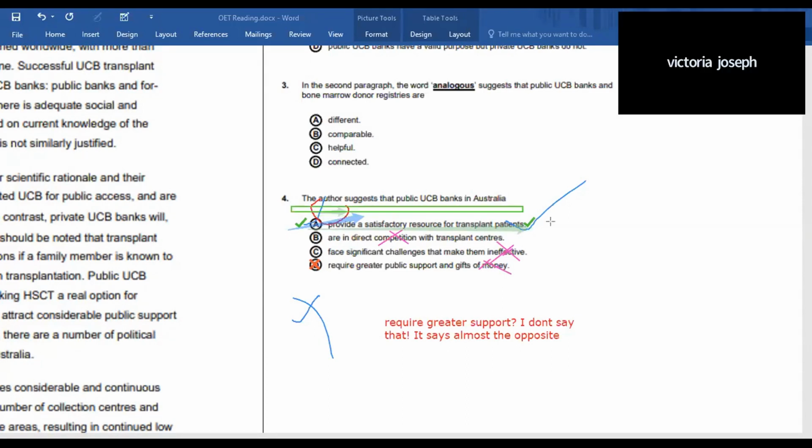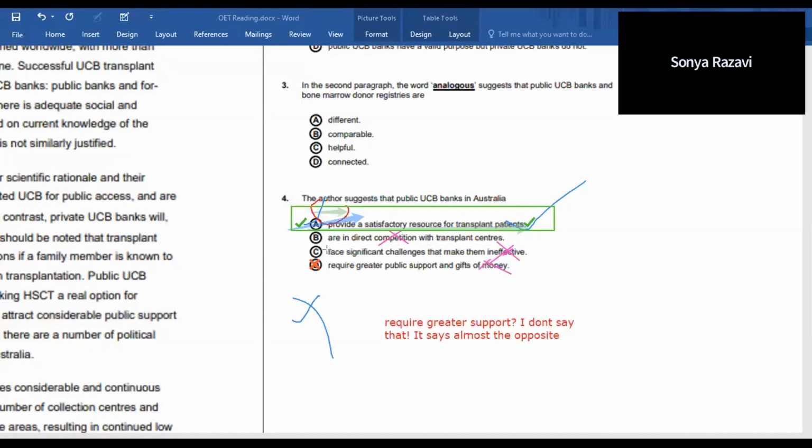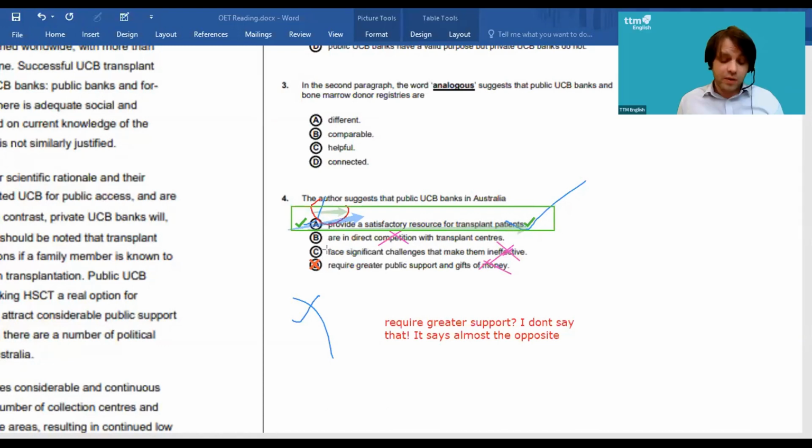Because nowhere have they spoken about competition and challenges. Exactly. So you probably could eliminate more, couldn't you? We can talk a bit more about elimination in the future. Okay, well done, guys. Fantastic work with that.